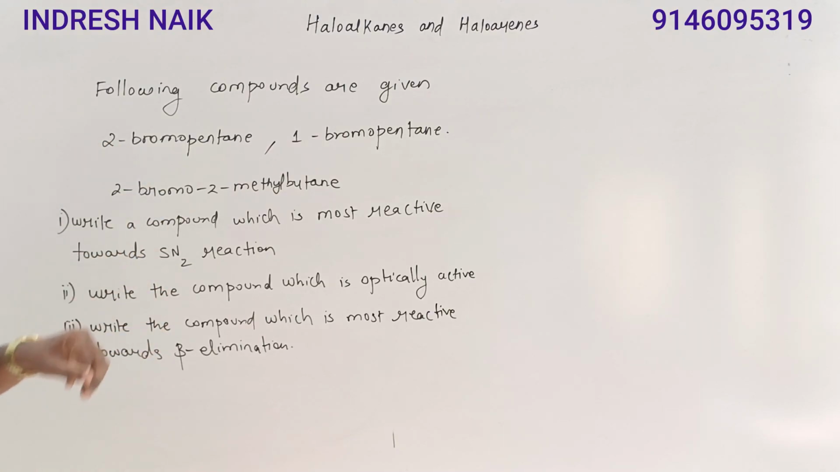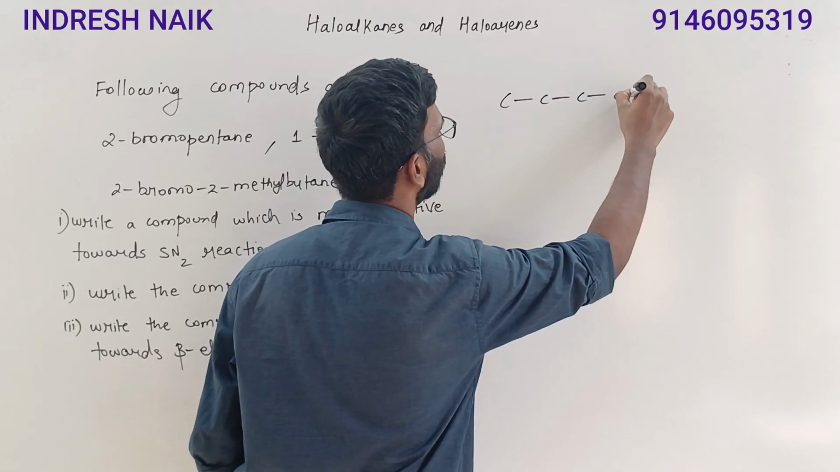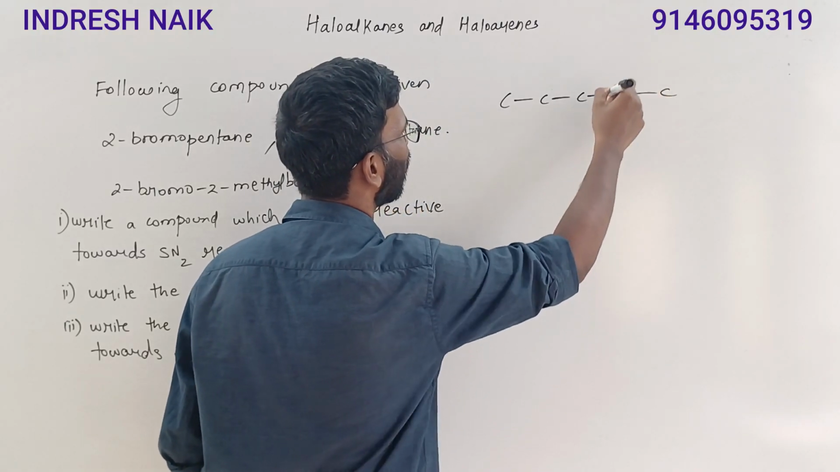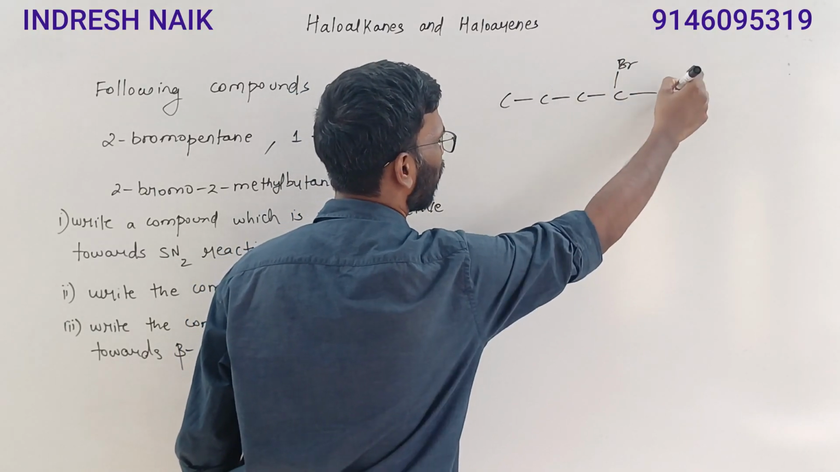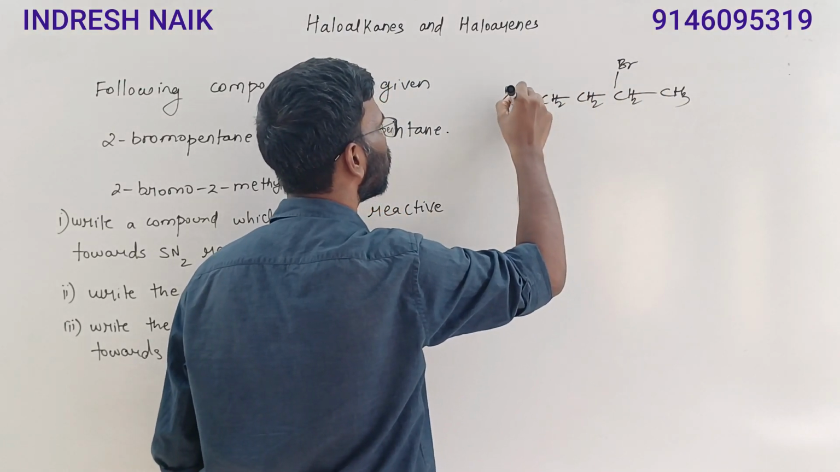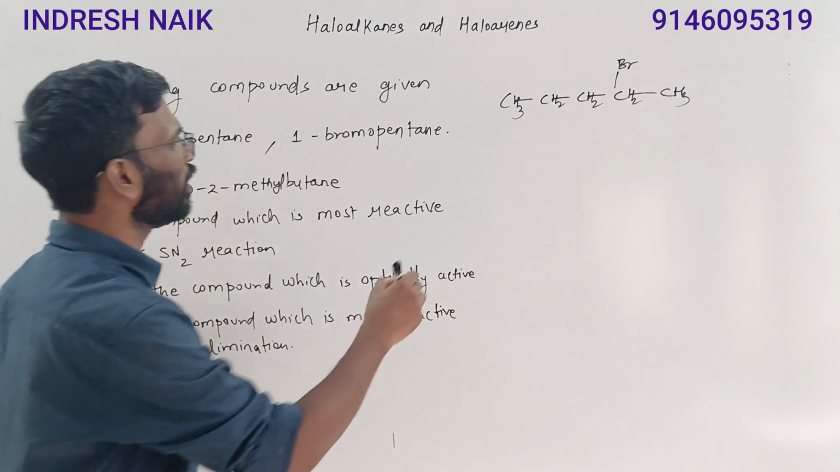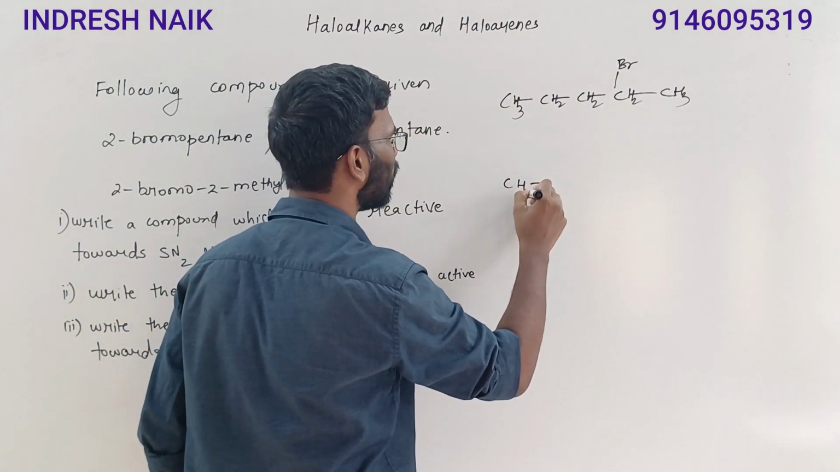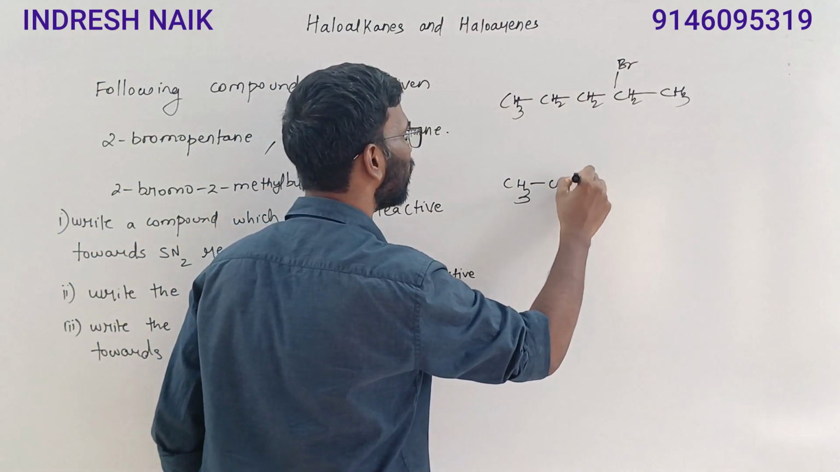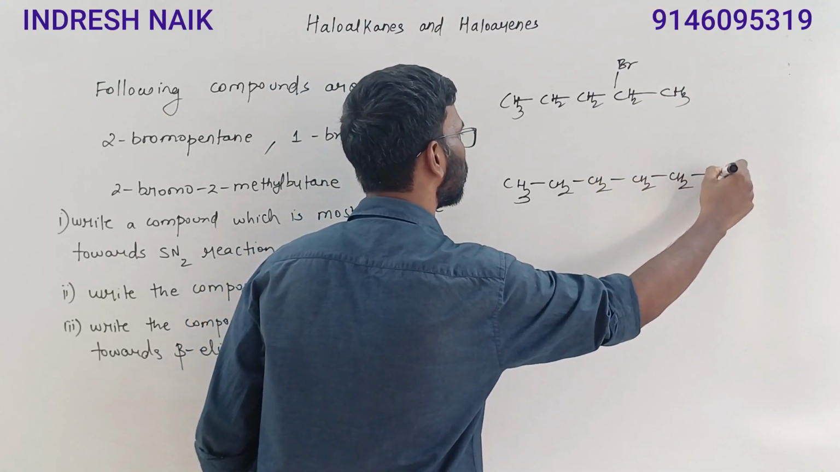Now we'll first write the structure of 2 bromopentane, how it will look. Pentane means what? 1, 2, 3, 4, 5. 2 bromopentane means here is the bromo. If you start numbering from this side, CH2, CH2, CH2, CH3. This is 2 bromopentane, right? Then 1 bromopentane is this, CH3, CH2, CH2, CH2, CH2, Br.